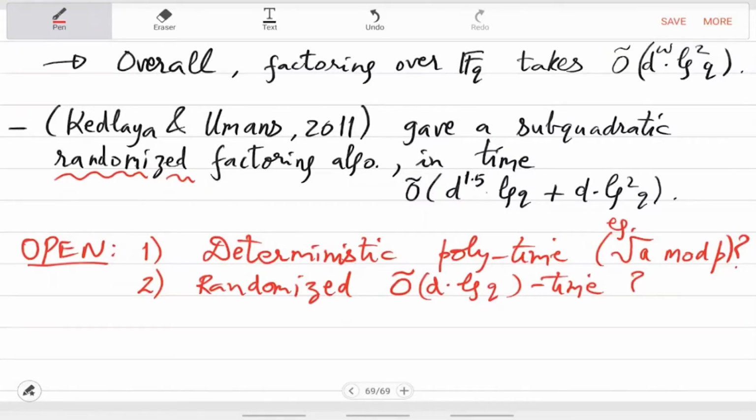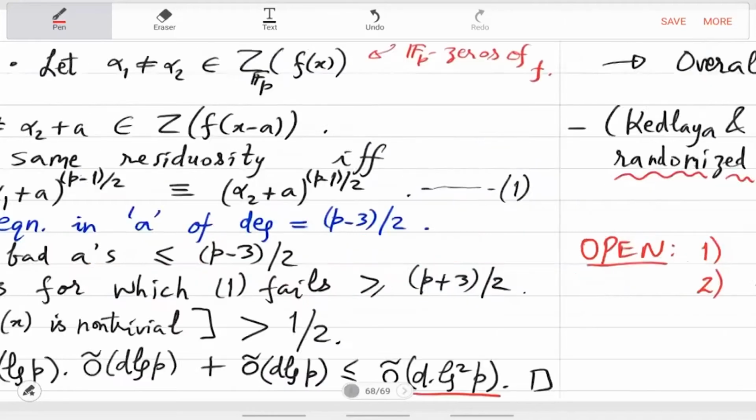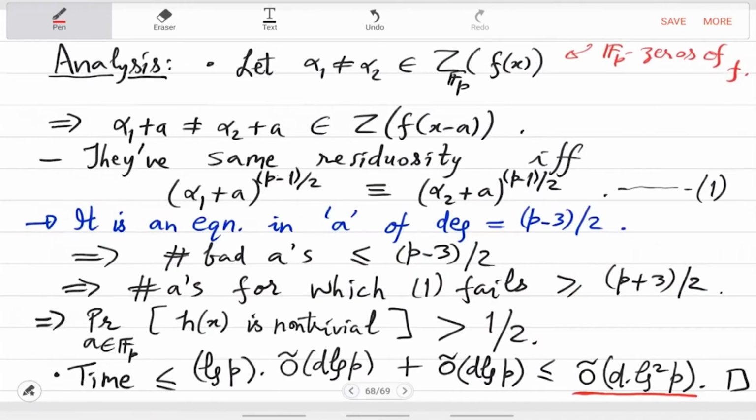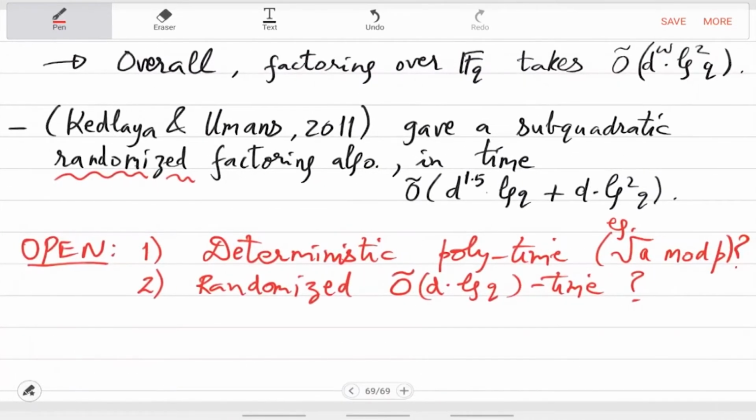This second question is for finite field FQ. If Q is prime, then you already have this solution. Well, that was log square p, so maybe I can put log square here. But can you make d linear? So over finite fields, this is not known. Okay, any questions till now?